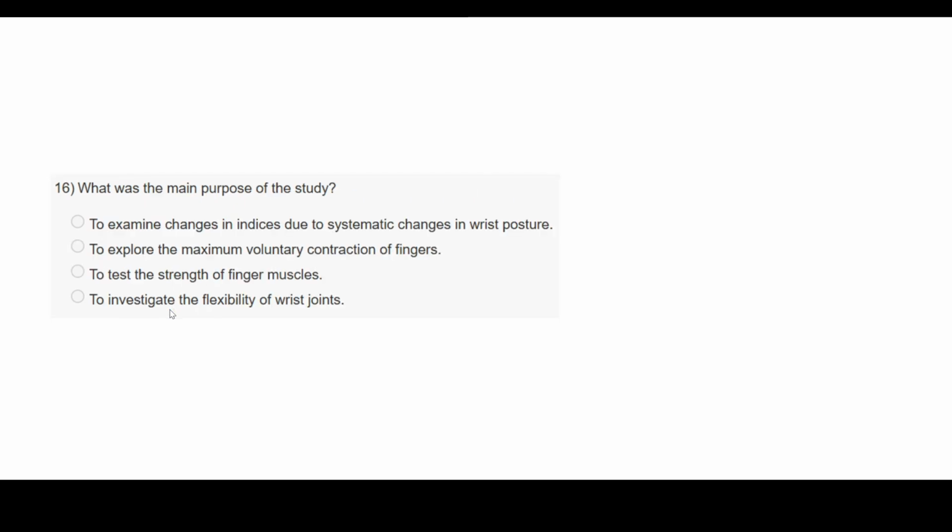What was the main purpose of the study? To examine changes in indices due to systematic changes in wrist posture, to explore maximum voluntary contraction of the fingers, to test the strength of finger muscles, or to investigate the flexibility of wrist joints. The answer is A: to examine changes in indices due to systematic changes in wrist posture.